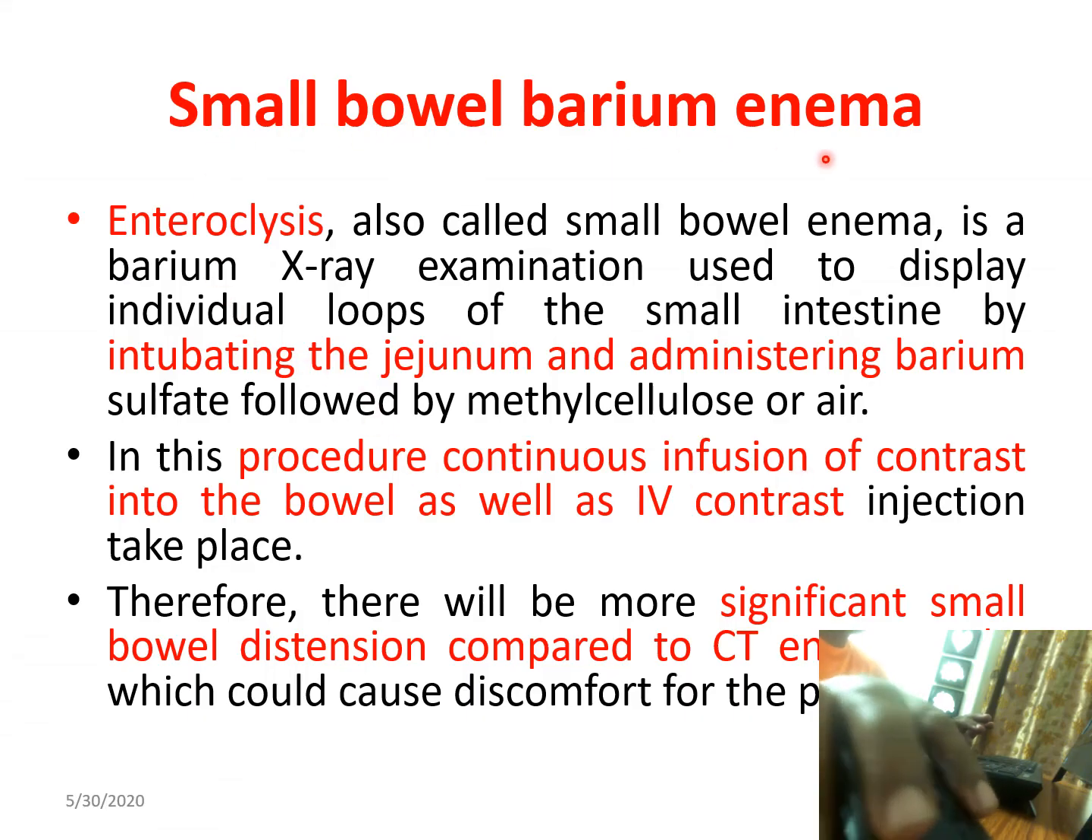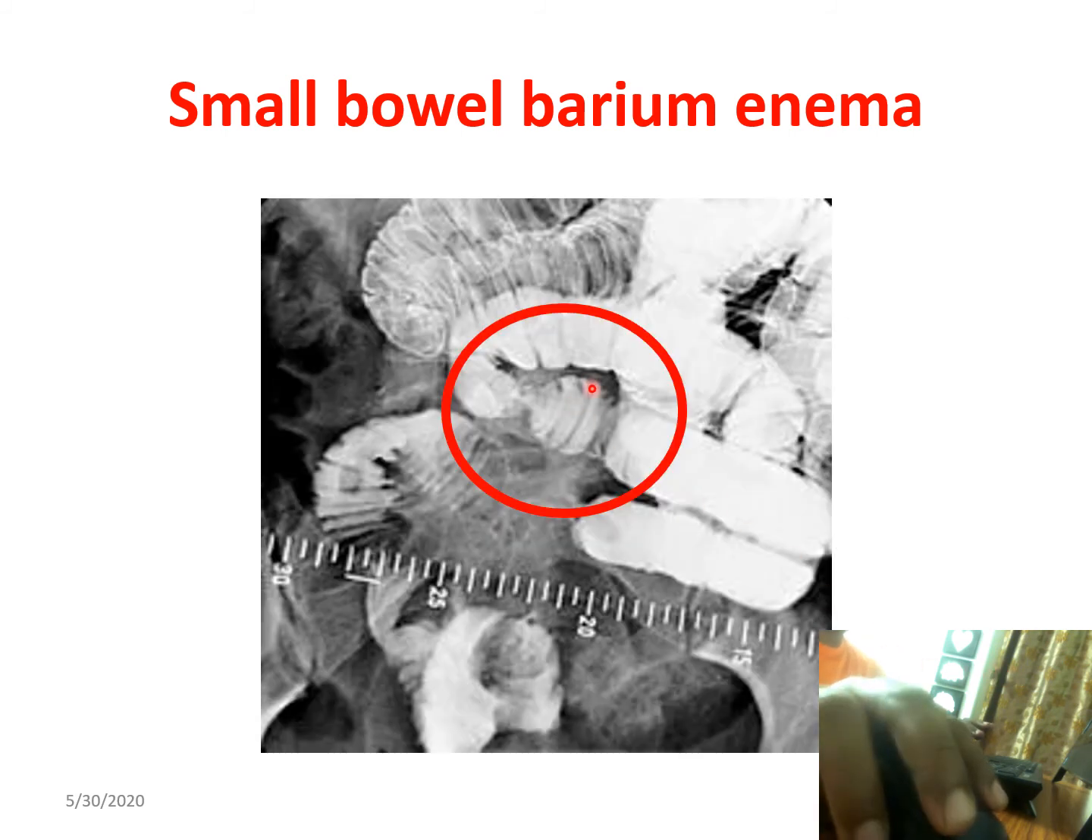Small bowel and barium enema. Another procedure is called enteroclysis. Here there are two procedures. They will intubate till the jejunum and infuse into the jejunum, and they give the barium contrast as well as normal IV contrast. There is significant small bowel distension compared to CT angiography. So the patient will have some distension. You can see the constrictions here, a stricture.